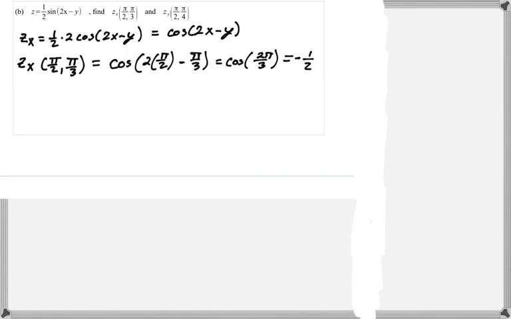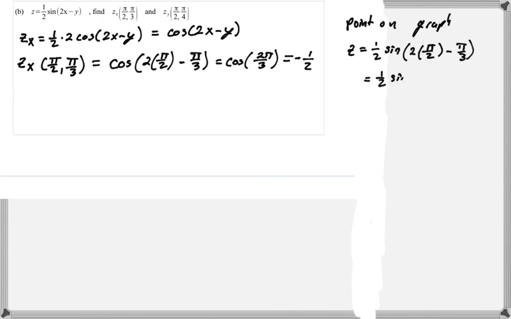tangent line, and we'll kind of go off on a tangent here. And we'll also find the point of tangency. So we're going to find the point on the graph. So z is equal to 1/2 sine of 2 times pi over 2 minus pi over 3. So that's going to be 1/2 sine of 2 pi over 3. And sine of 2 pi over 3 is root 3 over 2, times a half would be root 3 over 4. And so that gives us the ordered triple: pi over 2, pi over 3, and root 3 over 4. Okay.